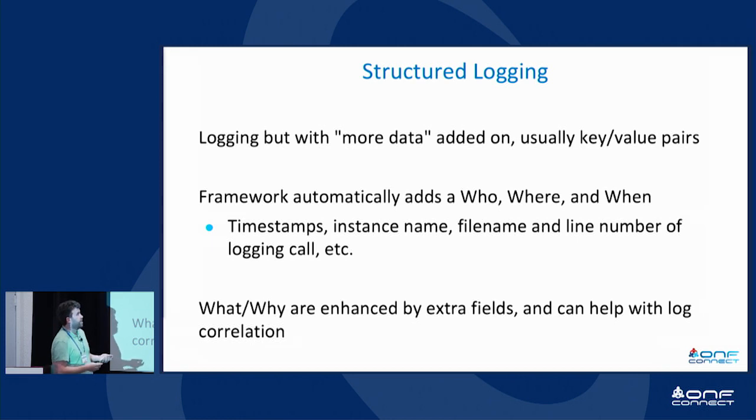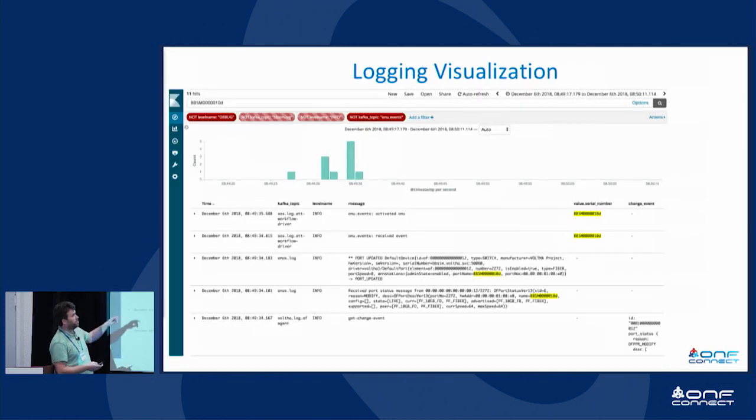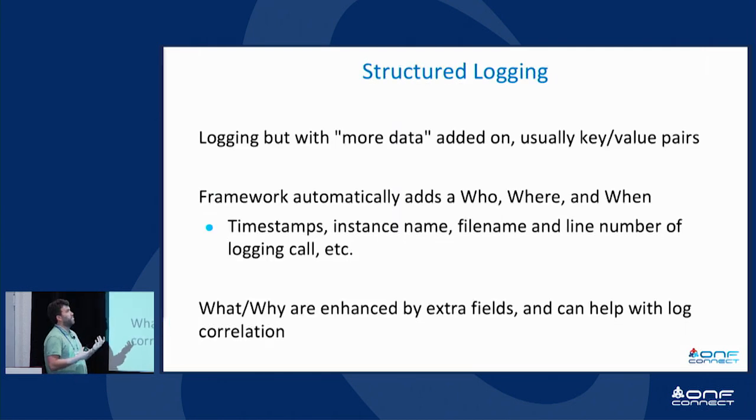Now, structured logging. One of the things that helps with that, especially if you see the fields over here, is logging but with more data. Key value pairs are passed. A framework automatically adds a bunch of the information: the who, the where, and the when. So it adds a timestamp and where in the code it was. It adds instance names, so if you have multiple instances of a thing, like a driver or multiple ONOSs running, you'd know which one it came from. And this basically helps with log correlation.